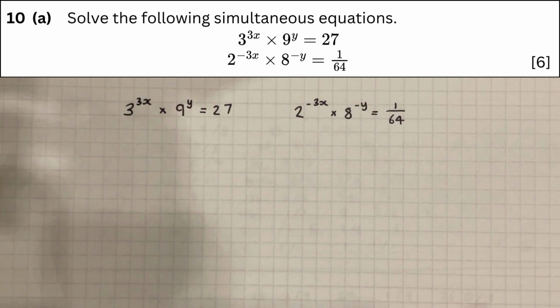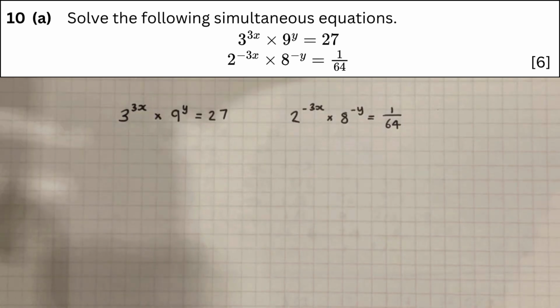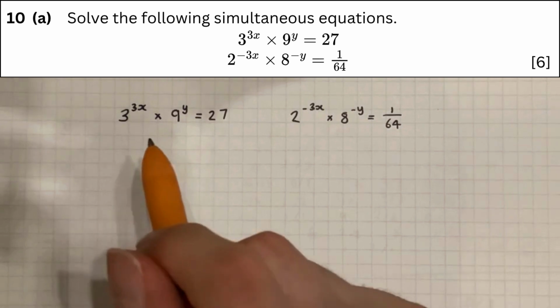In this 6-mark indices question, we are asked to solve the simultaneous equations 3 to the 3x times 9 to the y equals 27 and 2 to the minus 3x times 8 to the minus y is 1 over 64. Let's get into it.